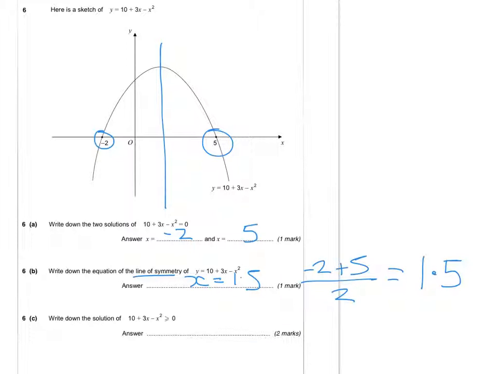Write down the solutions for 10 plus 3x minus x squared is greater than 0. That will be when we're on that side of the curve. So x has got to be greater than negative 2 and less than 5. And it's equal to, because it's equal to 0 as well. Okay.